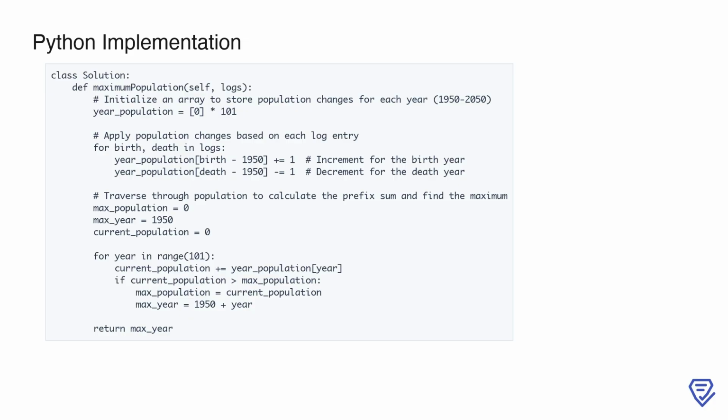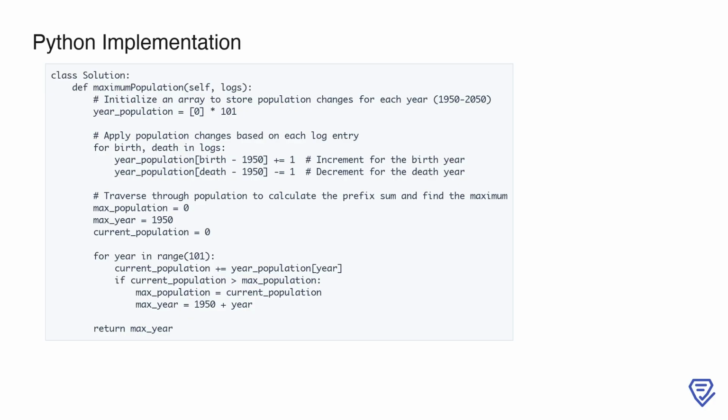3. Prefix sum calculation. The next step involves calculating the prefix sum of the year_population array. This running sum is stored in current_population to determine the total population for each year. As we iterate through the years, we check if the current_population exceeds the max_population recorded so far. If it does, we update max_population and record the corresponding year as max_year. 4. Result.